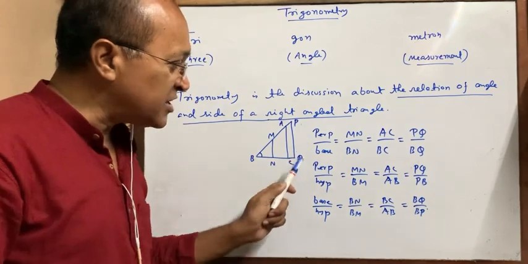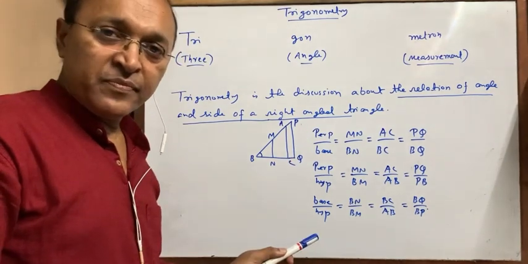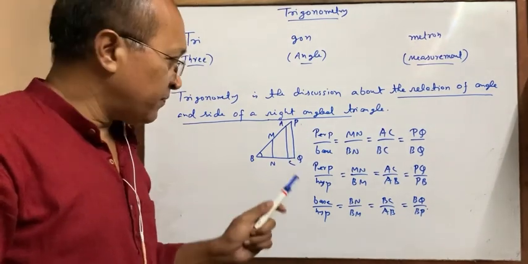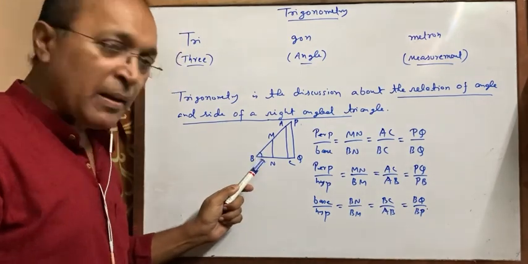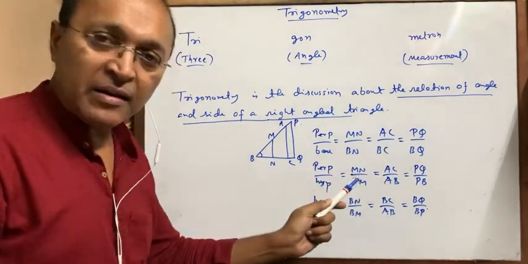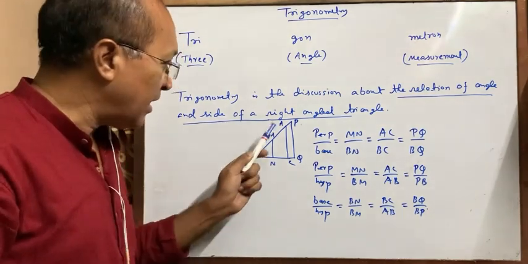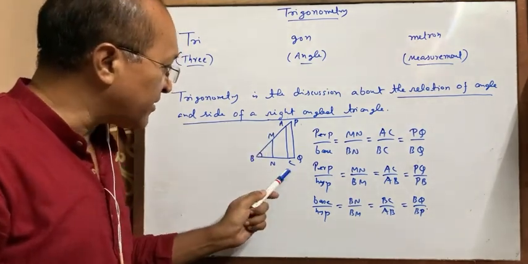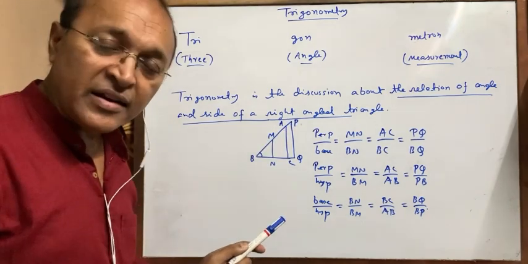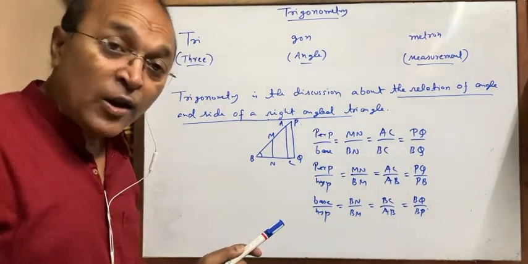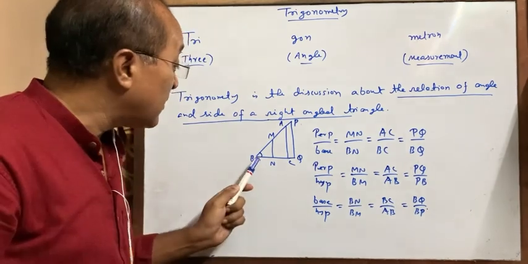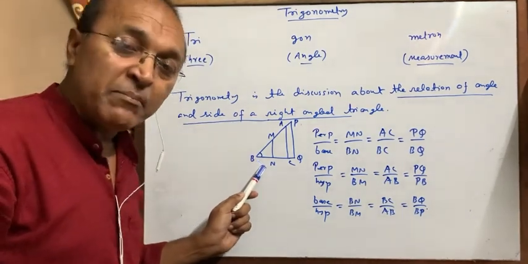So we have found 6 ratios, isn't it? Since the angle is same, all the ratios are same here. MBN is one right angle triangle, ABC another right angle triangle, PBQ another right angle triangle. Only one thing is similar: angle B is same.